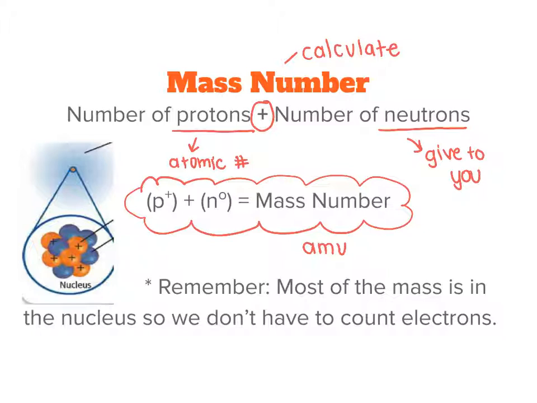Okay, so remember, most of the mass is in the nucleus. That's why we don't count the electrons. So it doesn't matter how many electrons are on the outside. We're just looking at those protons and neutrons in the center.